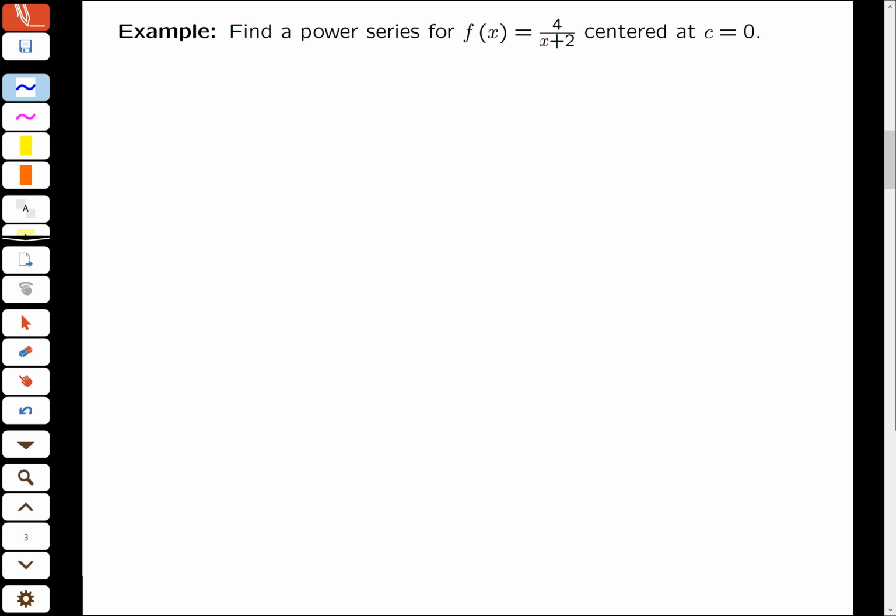Find a power series for f of x equal 4 over x plus 2 centered at c equals 0. So I don't need an x minus anything. I have to start with the 4 over x plus 2, and I need to switch it so that it looks similar to the form 1 over 1 minus x. This is the form that I want. In other words, I want the x second, I want that minus sign right there, and I need the 1 right here. So let's go ahead and do that. This is going to be 4 over 2 plus x. I made the x second.